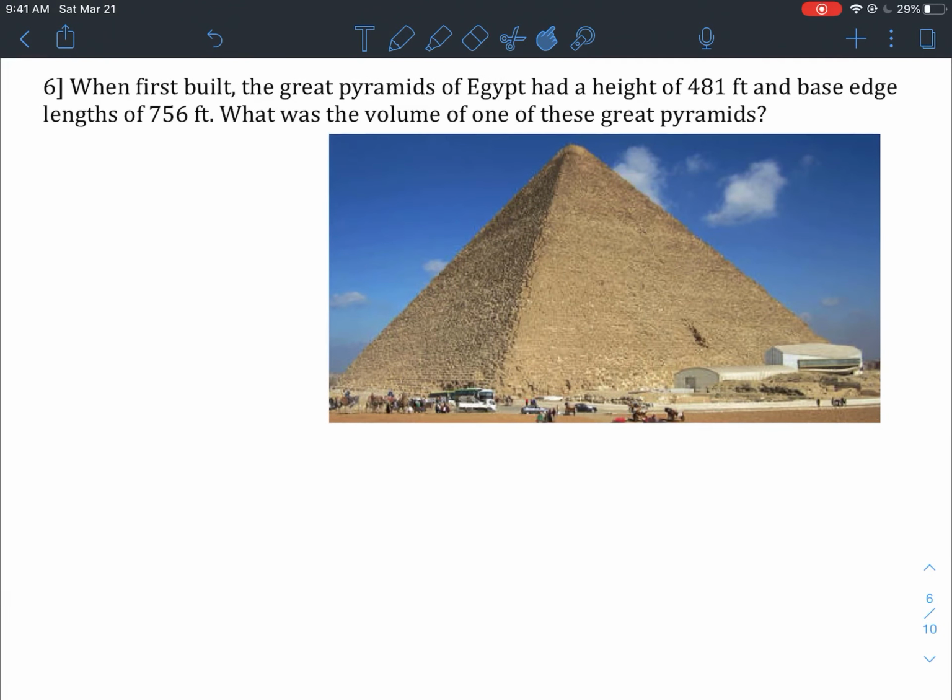Here we have the Great Pyramid of Egypt. It's a square pyramid. The height is 481, the base edges are 756. Same formula. This time the base is just a square, so side squared.